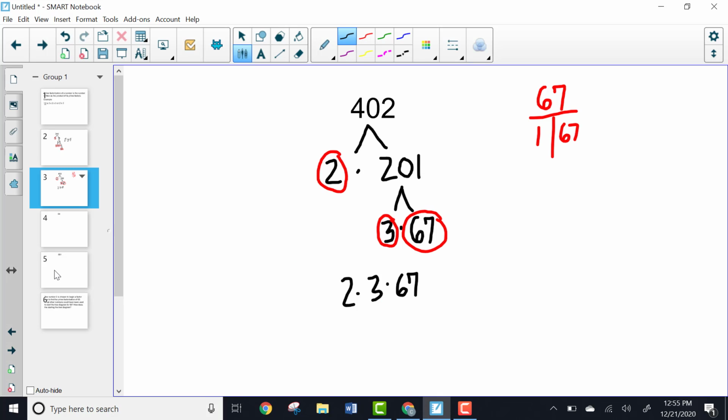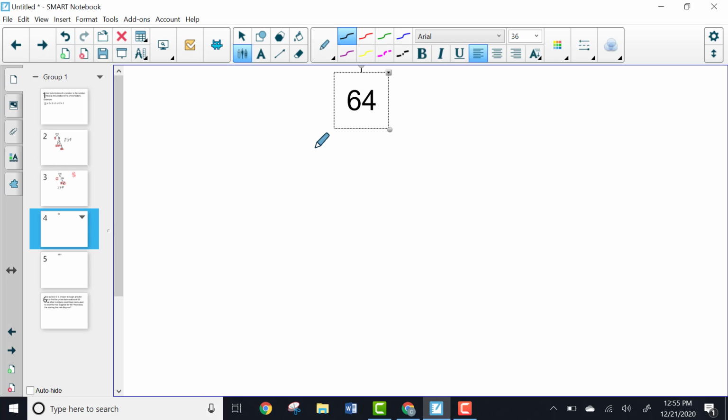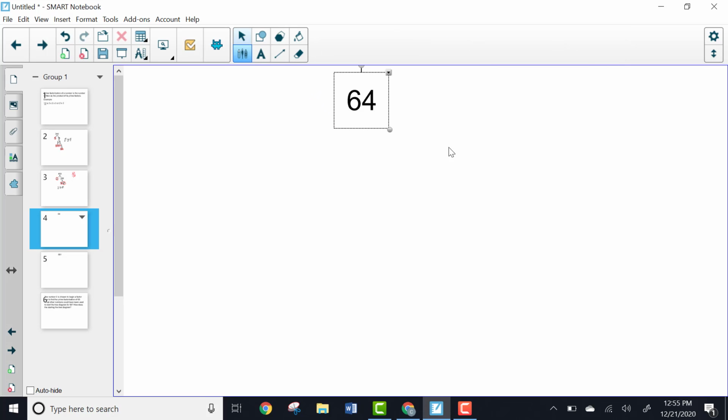All right. Let's take a look at 64. And again, I want you to do this with me. So 64, once again, we could start out with 8 times 8. We could start out with 2 times 32. A couple different ways to start out with this one. I'm going to do 2 times 32.